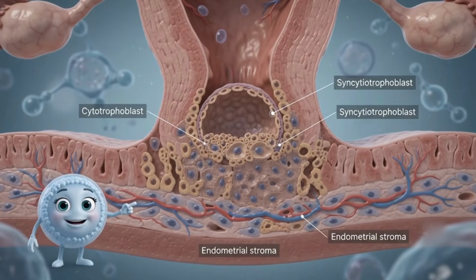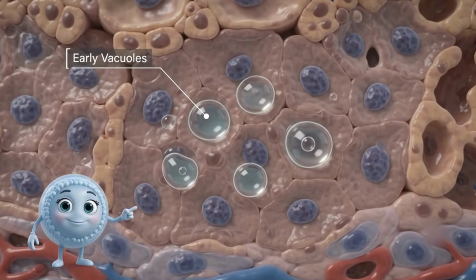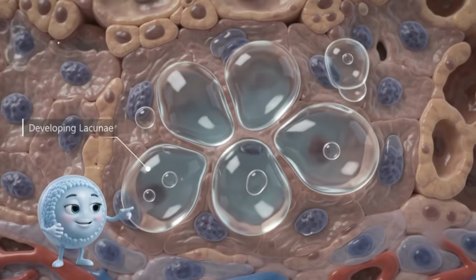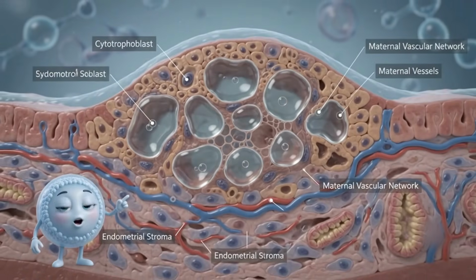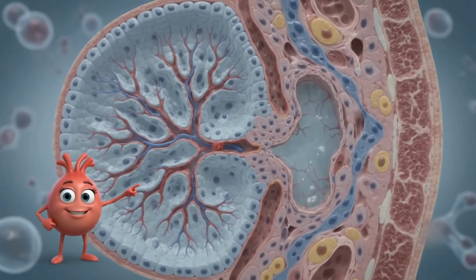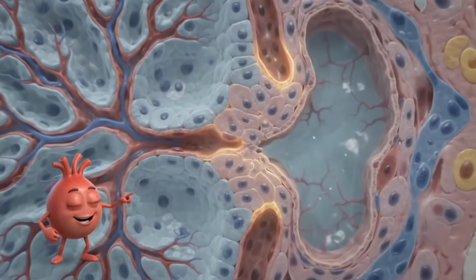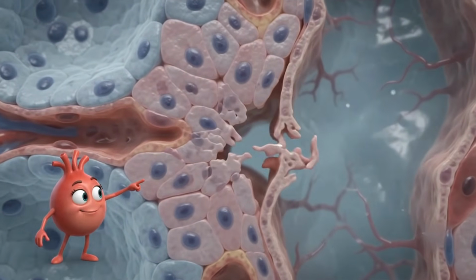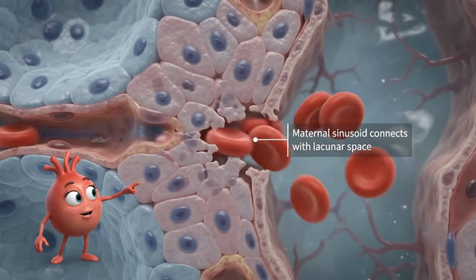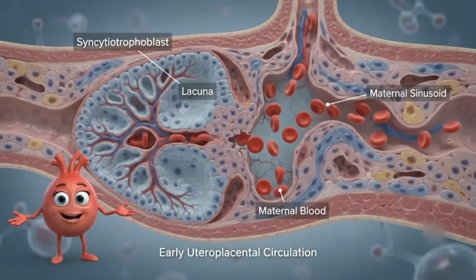Tiny spaces are forming inside the syncytiotrophoblast. As they enlarge and merge, they begin creating the earliest lacunae. As the syncytiotrophoblast expands, it reaches nearby maternal sinusoids. The vessel walls are locally eroded. Maternal blood begins to enter these spaces.